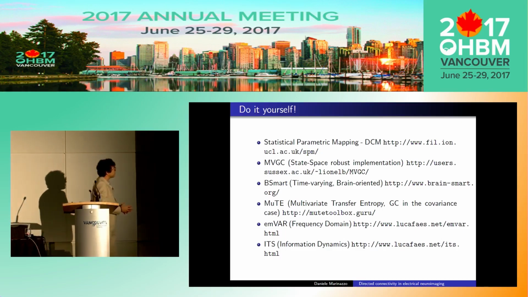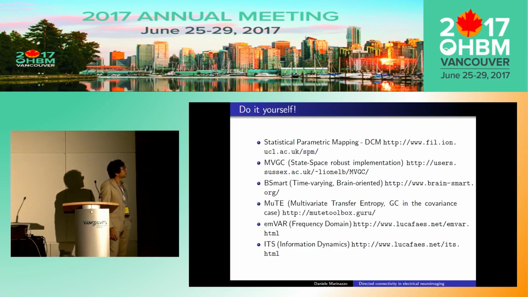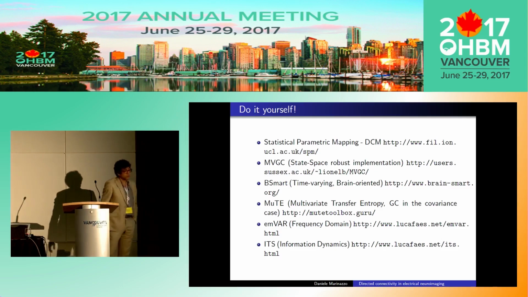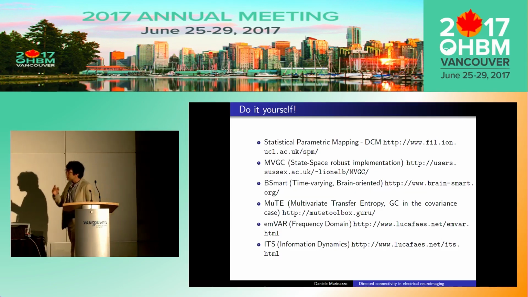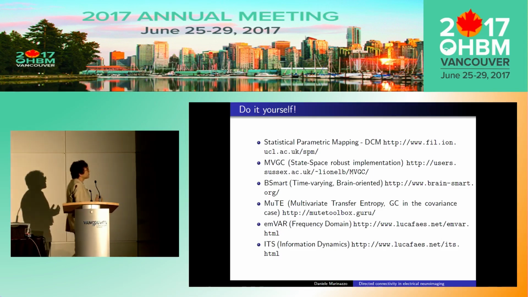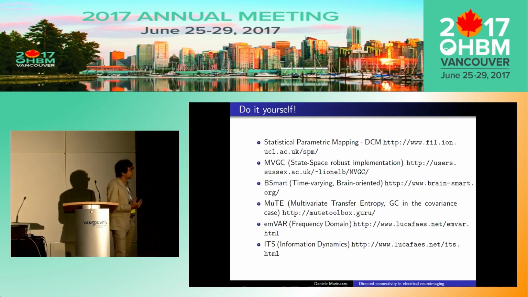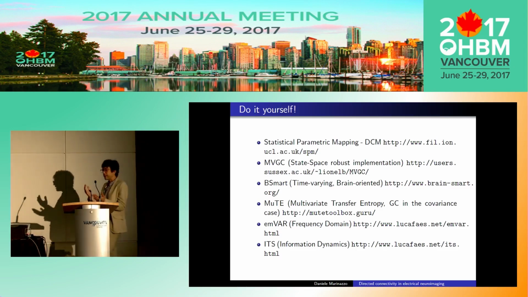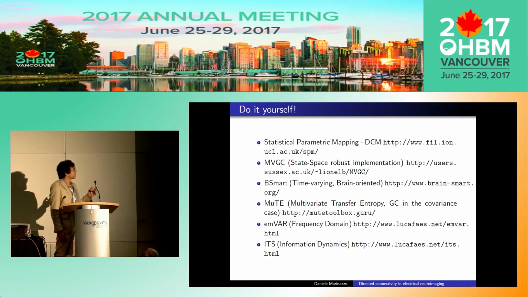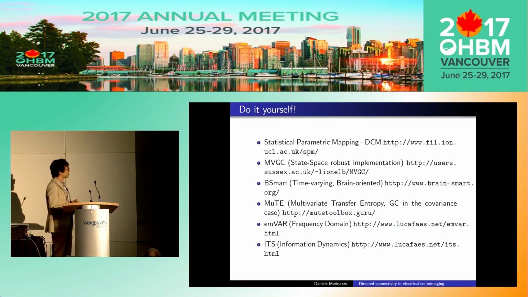If you want to play with some tools, we have DCM, which is embedded in the statistical parametric mapping software. We have a multivariate Granger causality implementation, in the new implementation by Lionel Barnett, based on a state space, and apparently it removes a bias that we had between the full and the reduced model. Then for time-varying Granger causality, I didn't talk about this, so that is Laura's stuff.